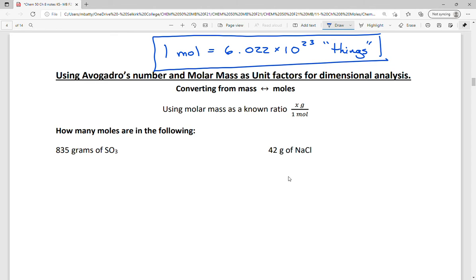In these ones, we're going to start out with just Avogadro's number as a conversion. So in these ones, it says how many moles are in the following. Always with dimensional analysis, you're going to start with what you know.